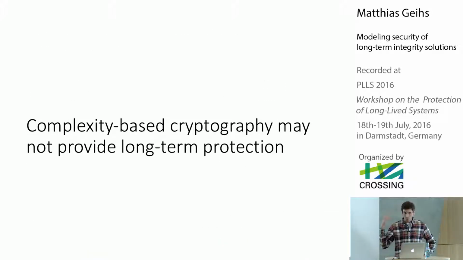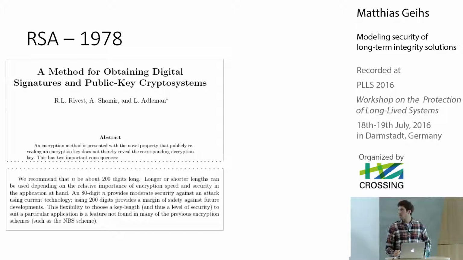However, as I want to motivate now, complexity-based cryptography, which typically a digital signature scheme is, does not provide long-term protection by default. For example, we have seen these slides in a previous talk yesterday, but I want to briefly repeat it. We have the signature scheme based on RSA, which was proposed originally in the paper in 1978 by Rivest, Shamir, and Adleman.